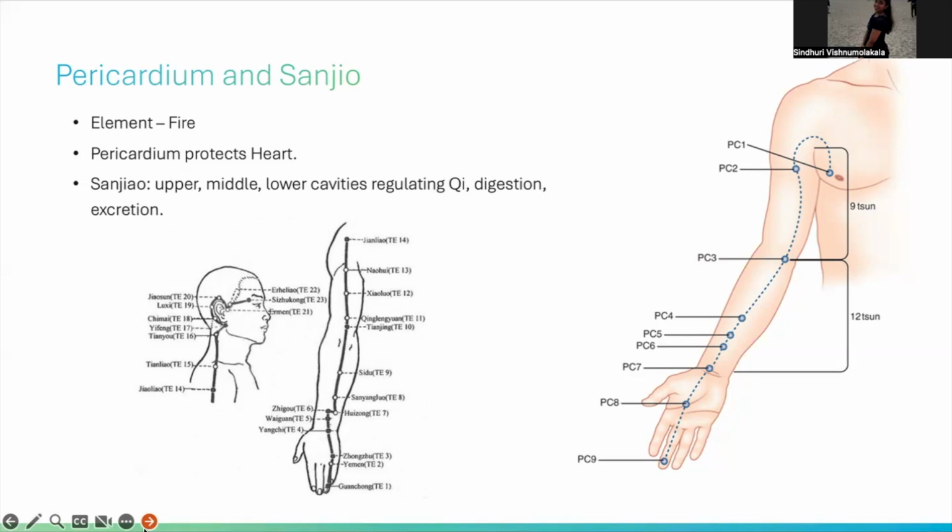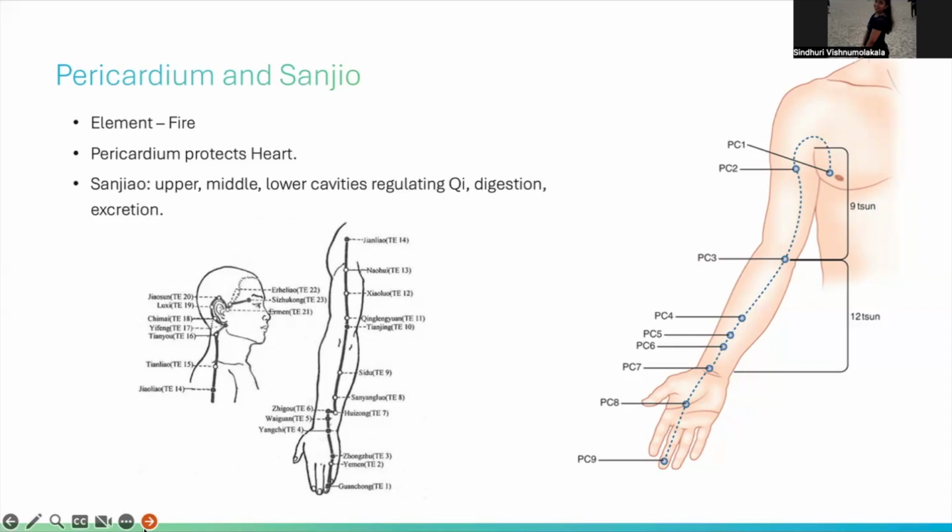Now, the upper cavity is compared to mist, which spreads blood and ki. The middle cavity, because it has the lung and stomach, is like a foam that churns the food in the digestion process. The lower cavity is like a swamp where all impurities are excreted from, because it includes the kidneys, large intestine, and urinary bladder. So they don't have a function of their own, but they play a crucial role in supporting the other meridians.